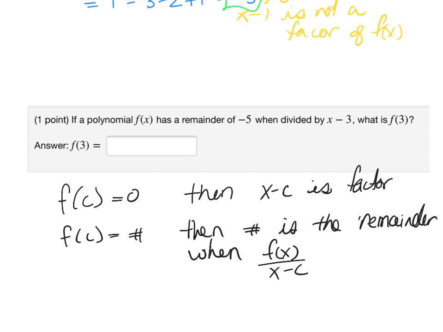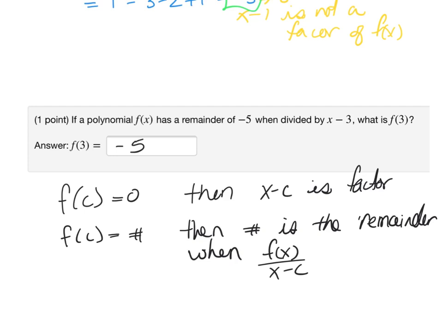Would it be negative 5? Yep. Just negative 5? Yep. That's it? Yep. Can you do that again?